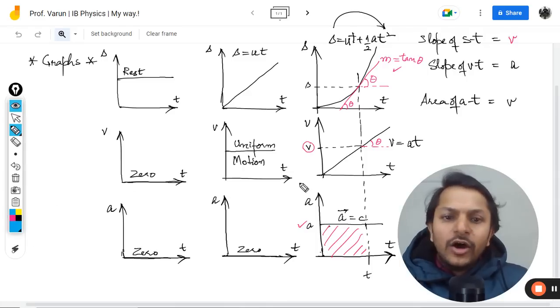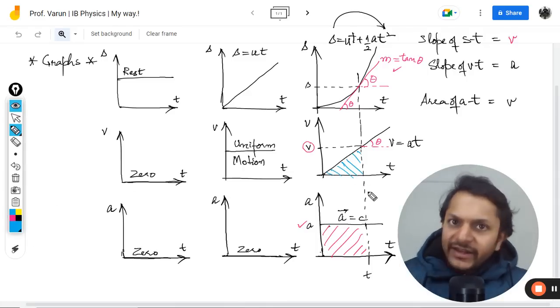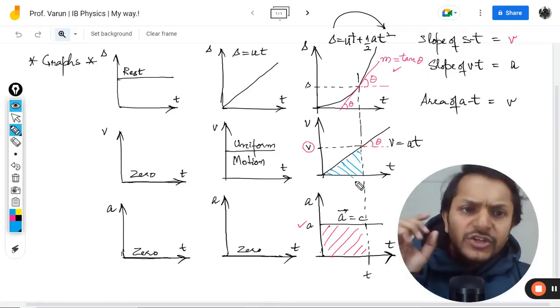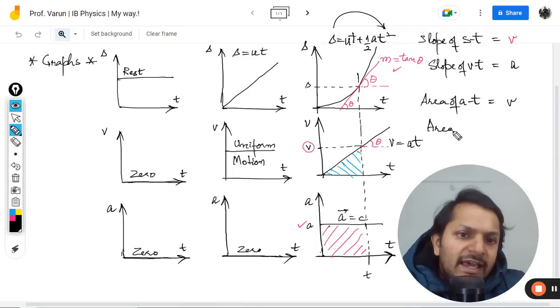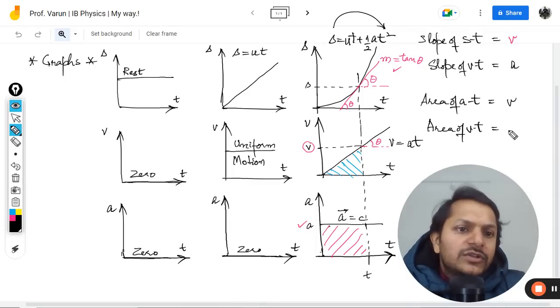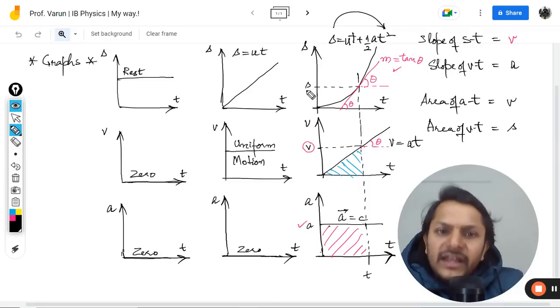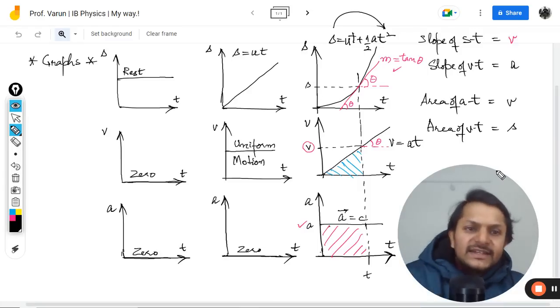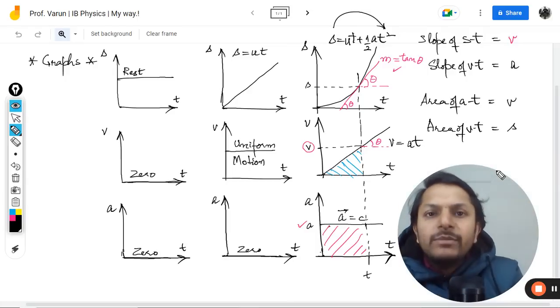And for the area of the vt curve, this is a right angle triangle, so half into base into height. So you find the area here. So we can say that the area of the vt curve is equal to the displacement s. Clear? Instantaneously it is equal to the displacement s. So this is the relationship between these three graphs, and you have to remember these three graphs.